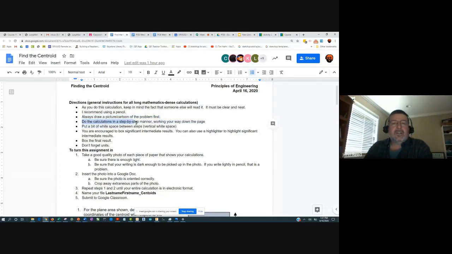Do the calculations in a step-by-step manner, working your way down the page. So time should flow down the page rather than having your steps go wavy or in some weird fashion. Put a bit of vertical white space between your steps. You're encouraged to box significant intermediate results, for example the centroid of the simpler figures, which you're going to use later. You can even use a highlighter to highlight those.